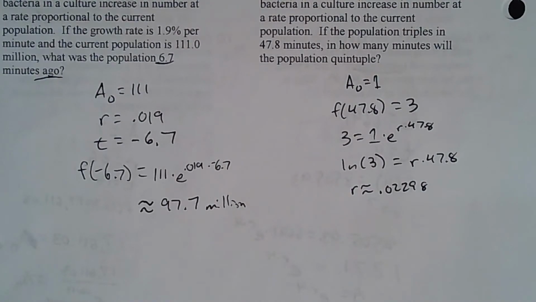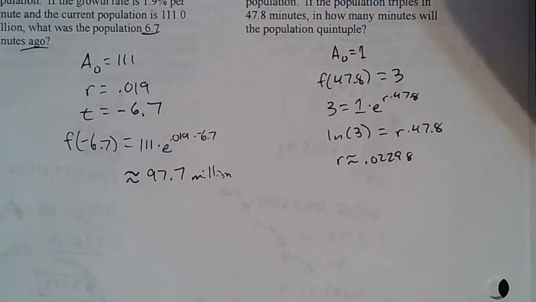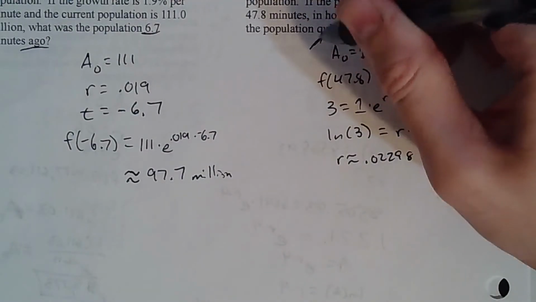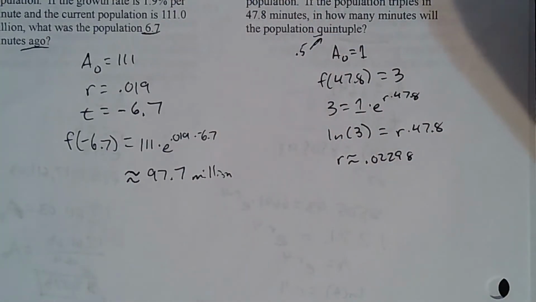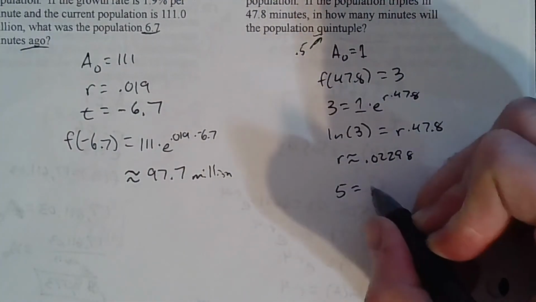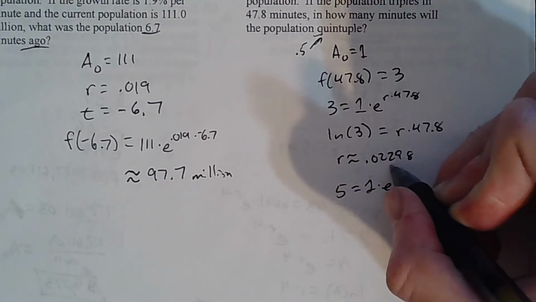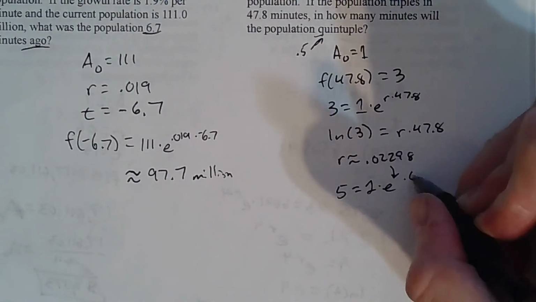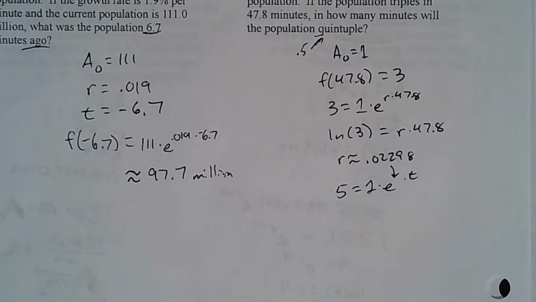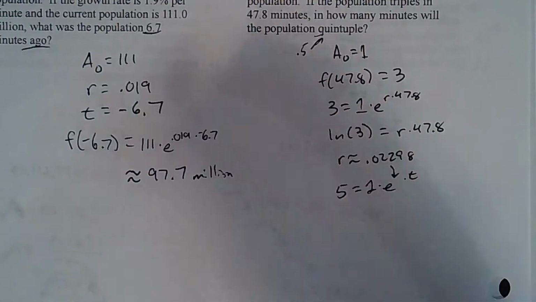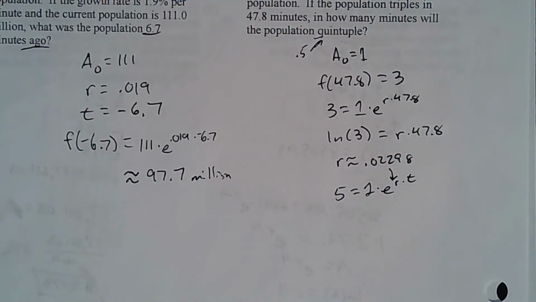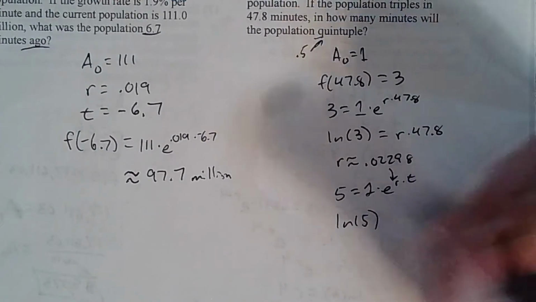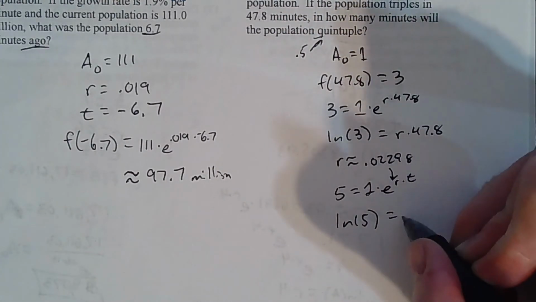Because now it wants to know how many minutes will it take for the population to quintuple. So now you have to go back and do some more work, because you're asking how long will it take for it to quintuple. Quintuple, by the way, means multiply by 5. So we have 5 equals 1 times e to the r times t, which we don't know. r is 0.02298. So we got the ln of 5 equals r times t.